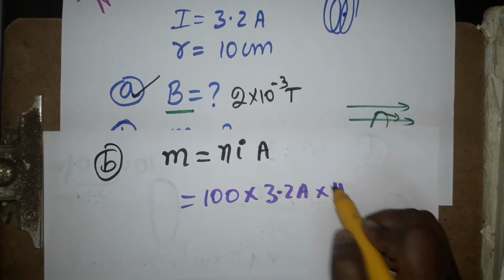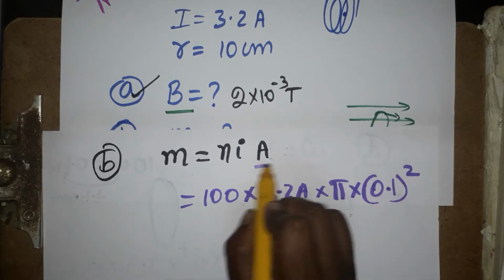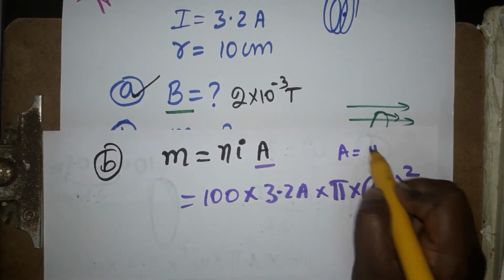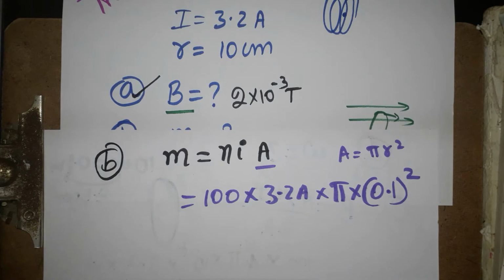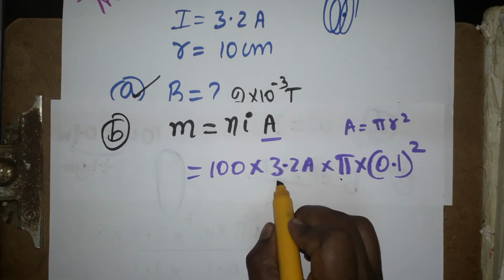Area is going to be pi r square. R is going to be 10 centimeter, so 0.1 whole square. A is equal to pi r square because it's a circular coil. Now pi value is 3.14. When we are doing this one, 3.14 into 3.2.